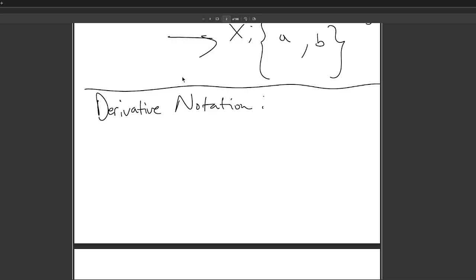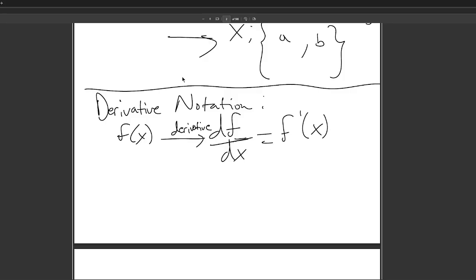notation, which is if you have a function f of x, I believe this is the Leibniz notation, and df dx would represent the derivative of f. And you can also say, let's write derivative, this is the same as saying f prime of x. These two are the most common ones that you see.